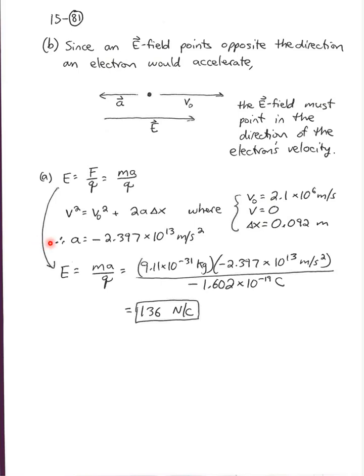Once you know that acceleration, let's plug it into what I got up here for electric field is ma over q. So ma, a being negative, q is negative, E is going to turn out to be positive, which is good because that's what we found here. It's in the positive direction. You should get 136 newtons per coulomb.